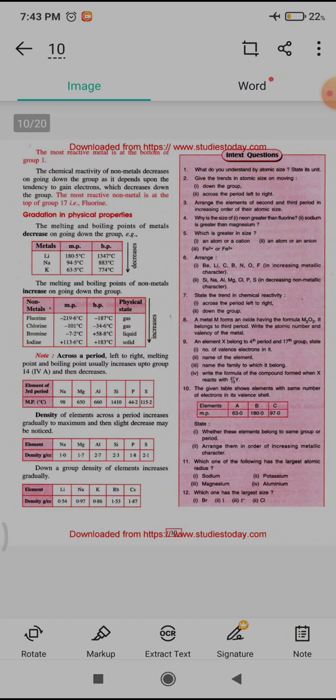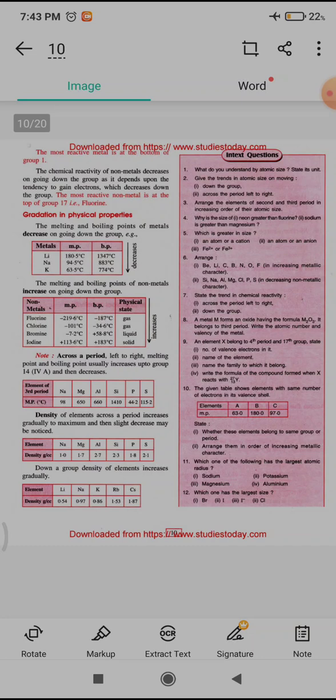Then density of elements across a period increases gradually to a maximum and then slightly decreases, as may be noticed here. And what about the density down a group? That one increases gradually.